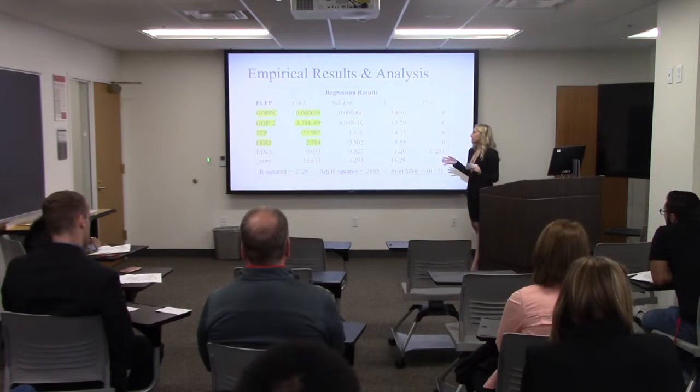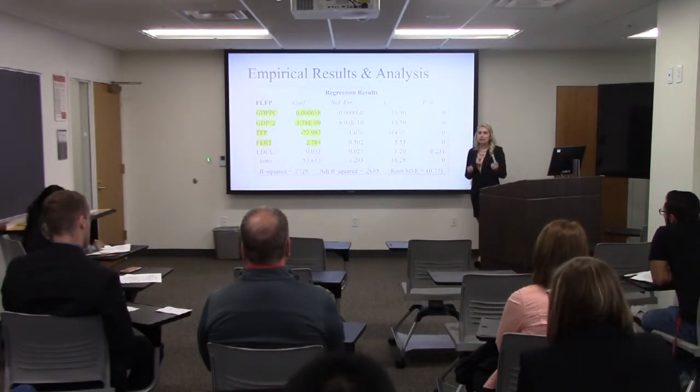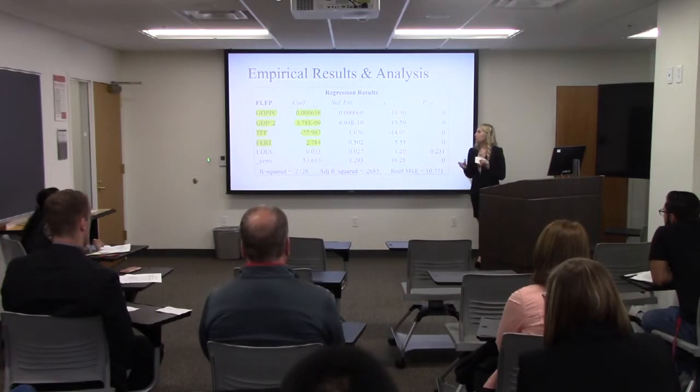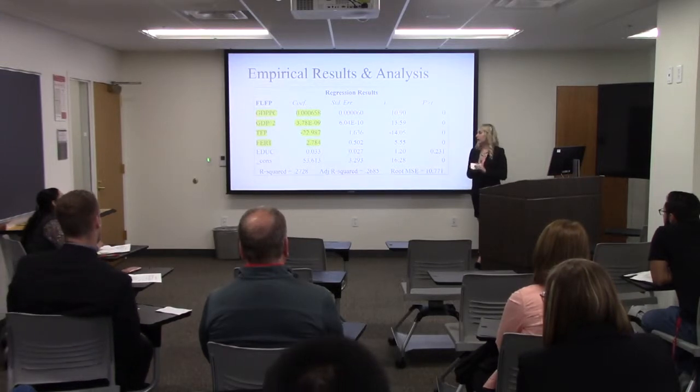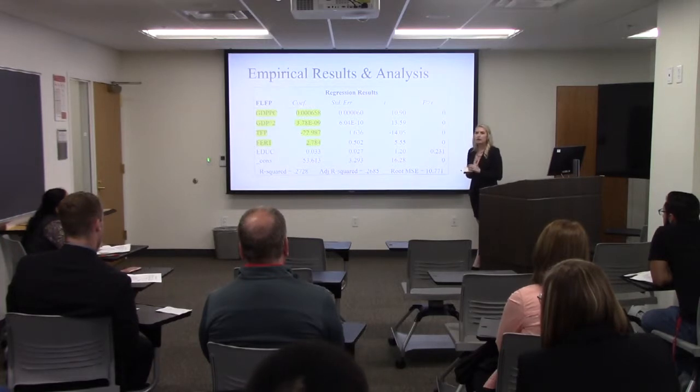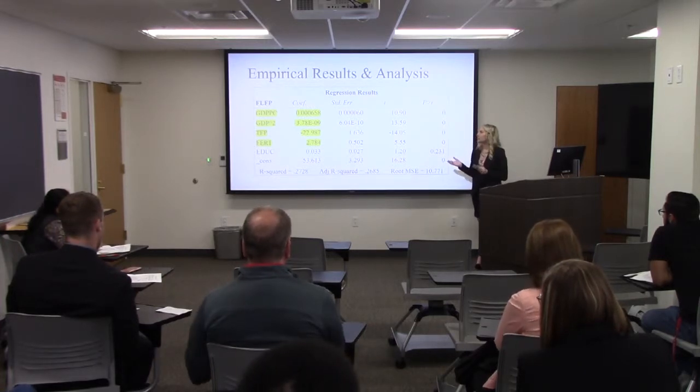And then, like I said, the education variable was not significant in this analysis, and the coefficient was negative. My R-squared value was 0.2728, which just means that about 27% of the variability in my data was explained by these coefficients.